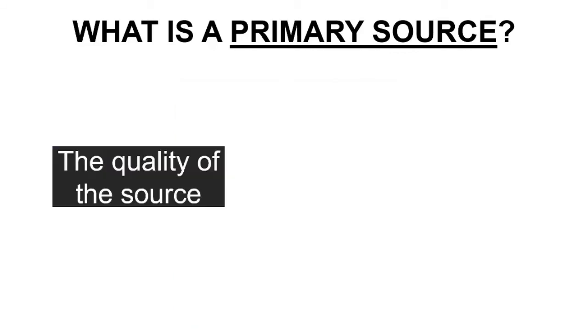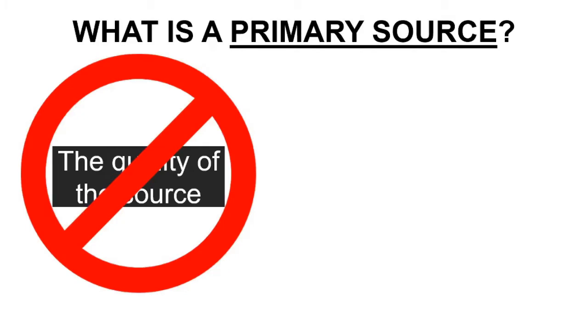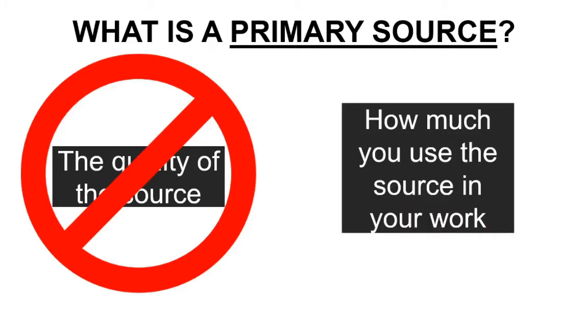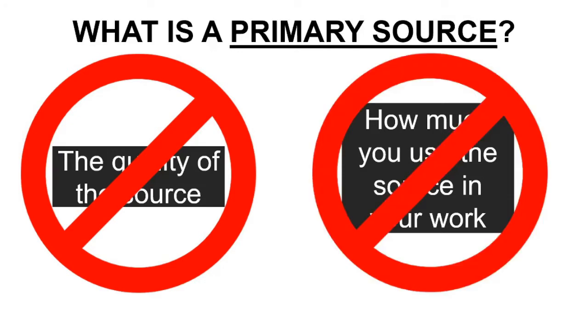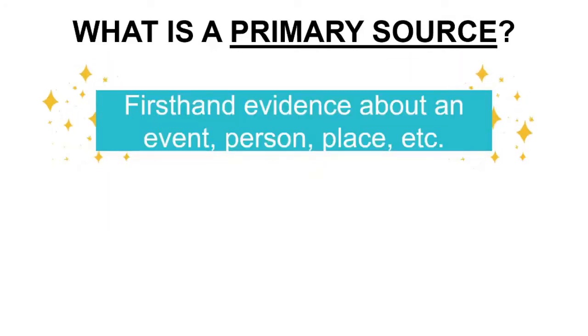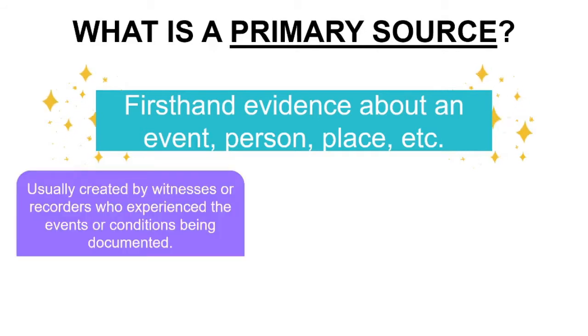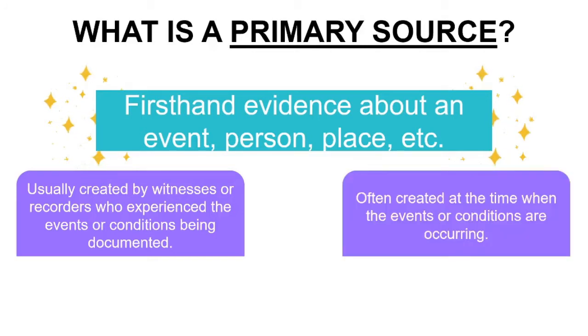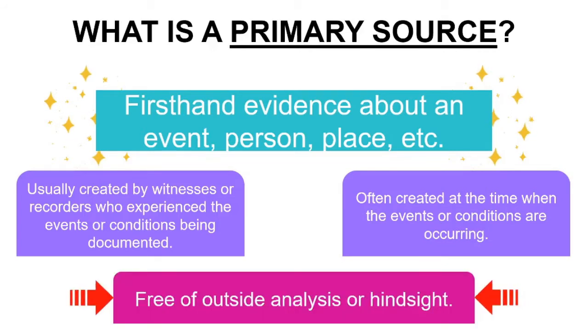What is a primary source? Now, the quality of the source has nothing to do with whether something is a primary source. How much you use the source in your work also has nothing to do with whether something is a primary source. A primary source is first-hand evidence about an event, person, place, etc. Here are some qualities of a primary source. They're usually created by witnesses or recorders who experience the events or conditions that are being documented, and they're often created at the time when the events or conditions are occurring. The main benefit of using a primary source is that it's free of outside analysis or hindsight.